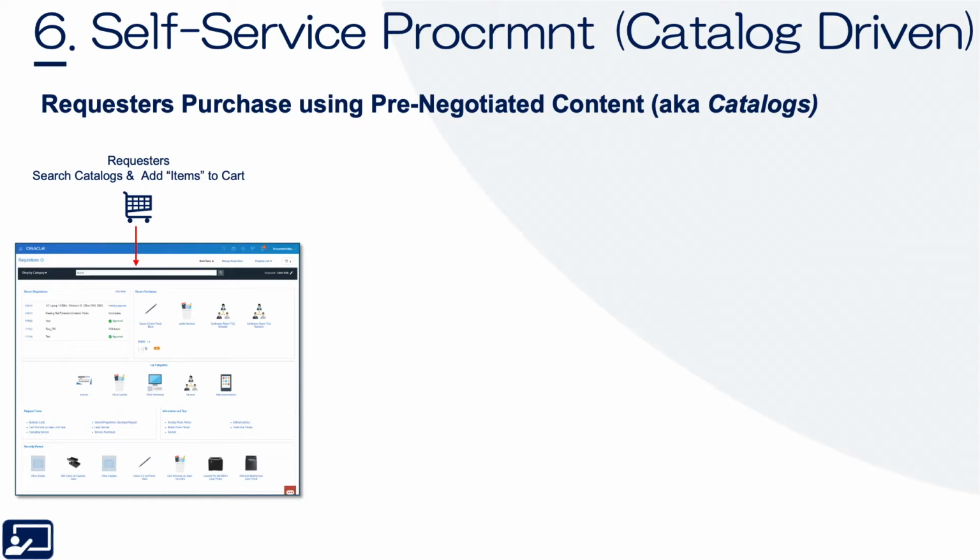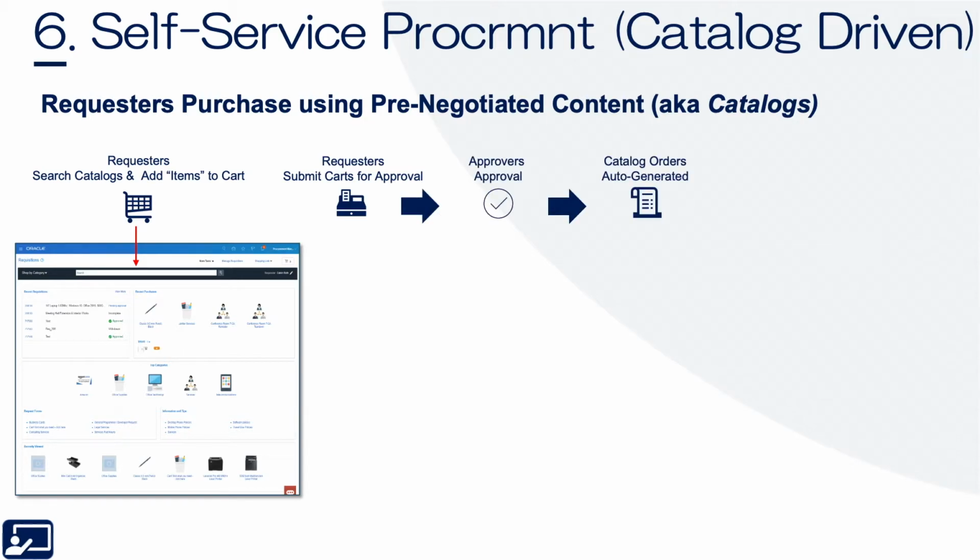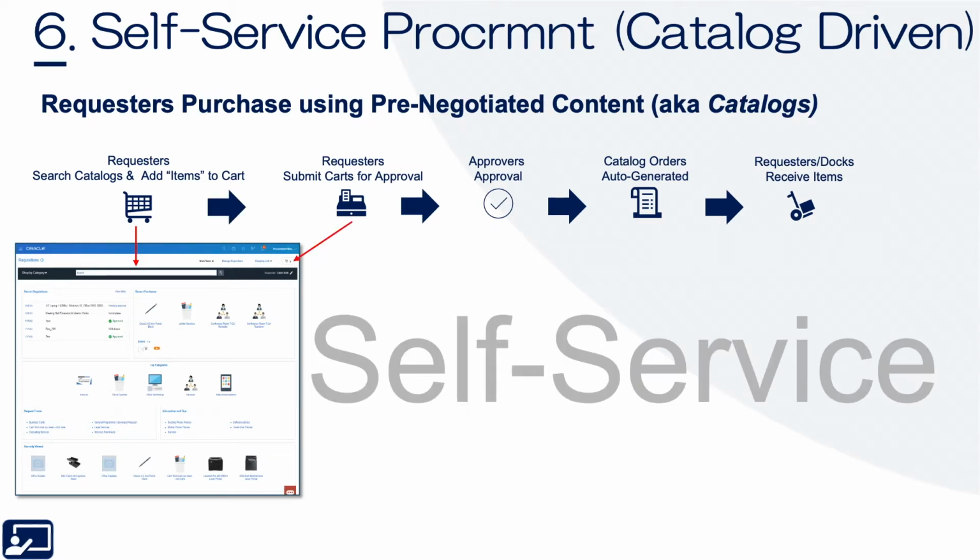But anyway, requesters search ubiquitously through all of that pre-negotiated content, and where possible, they add items to cart. They then submit those carts for approval. Approvers approve. Catalog orders are generated assuming some level of previous contract and agreement. And then the items are sent, and requesters or docs receive those items. This is referred to as self-service.